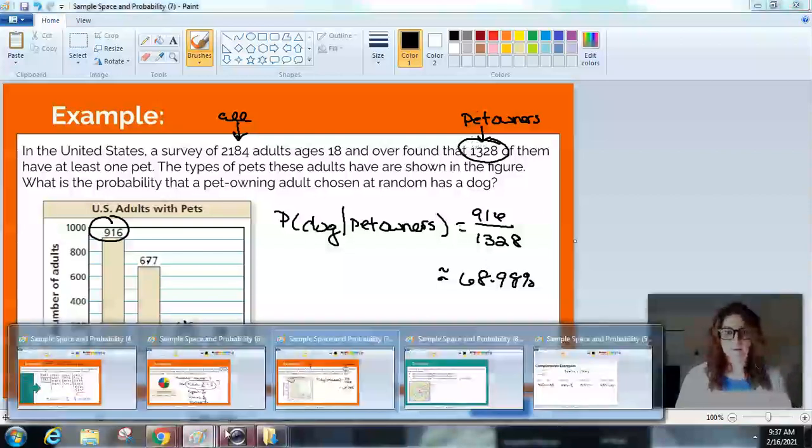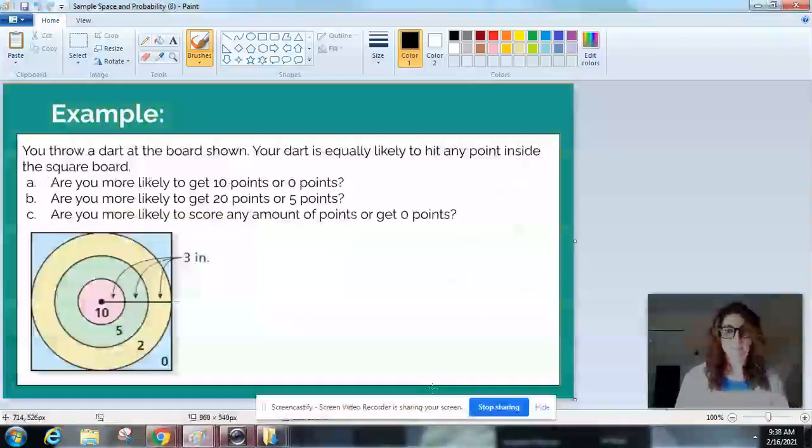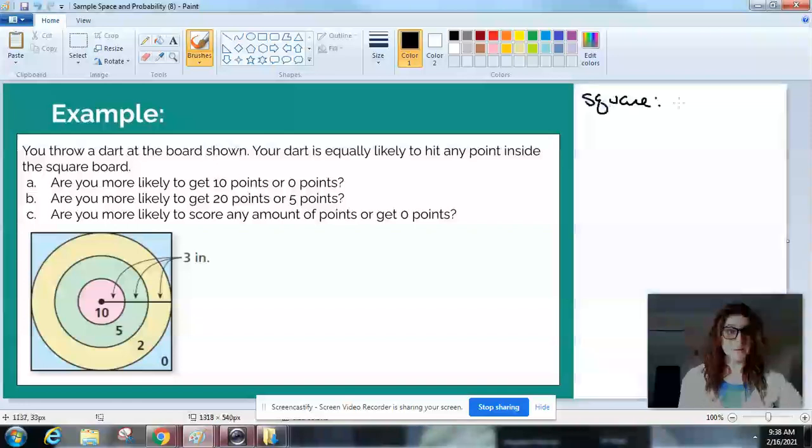Okay. And the last question is using some geometry, some geometric probability. So from here, first thing we want to take a look at, are you more likely to get 10 points or 0 points? Let's start there. 20 points or 5, and then any points or no points. So first thing, I'm going to expand this out. We're looking at a square. Area of a square is side squared. And we're looking at circles. Area of a circle is pi r squared. Okay. We're going to leave things in terms of pi until the very end.